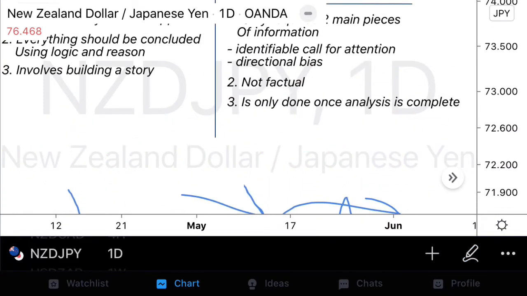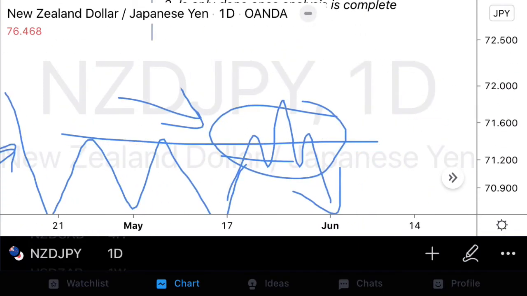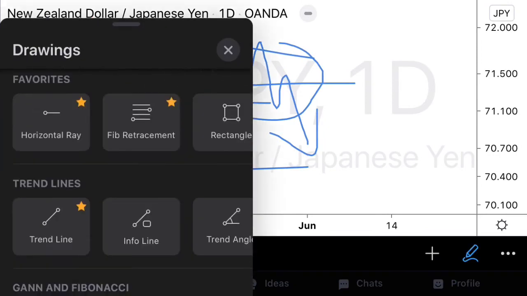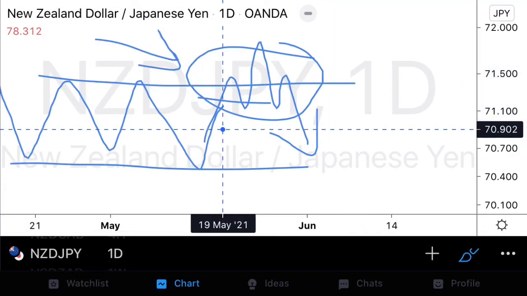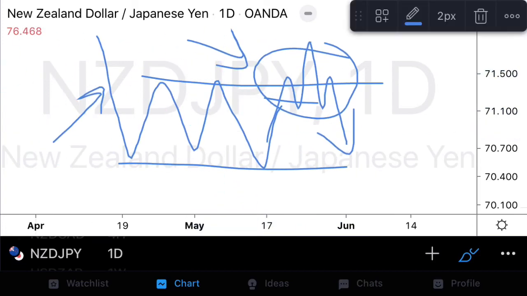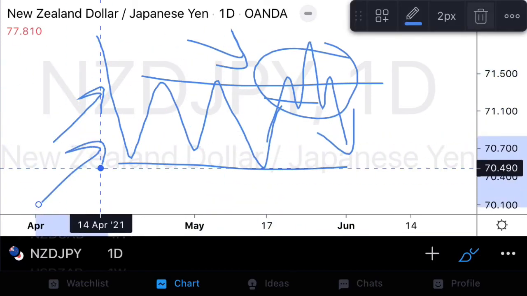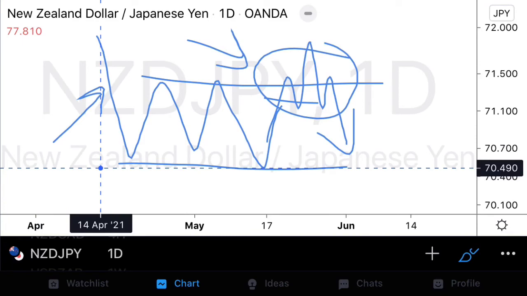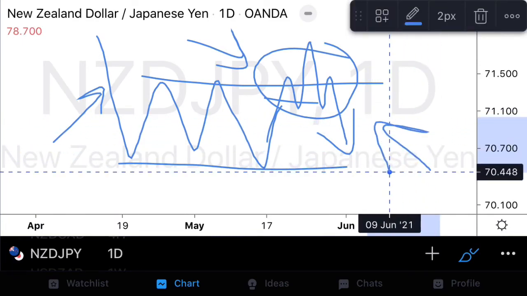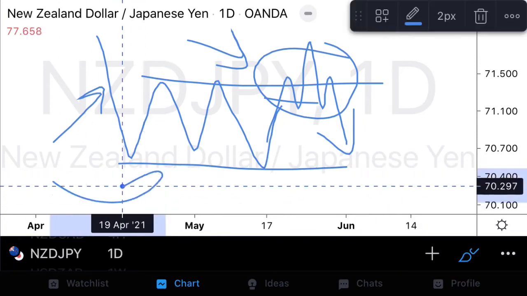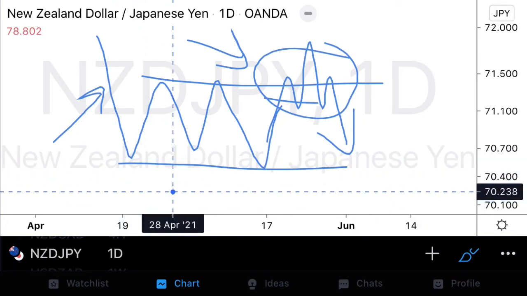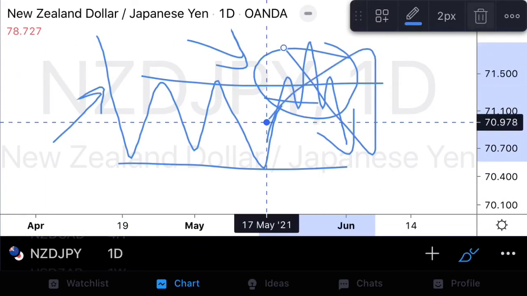Number two, guys, forecasting is not factual. There are no facts involved in forecasting. Forecasting is us using the story that we've built through our analysis and concluding what the theoretical or expected outcome of the story that we have built could be. So forecasting is absolutely not factual.